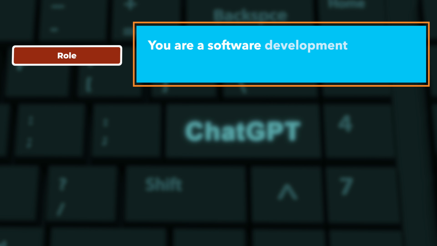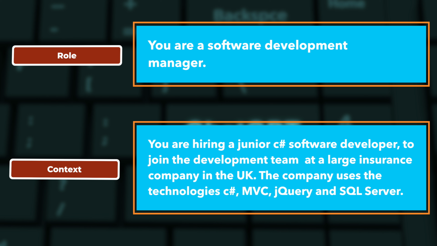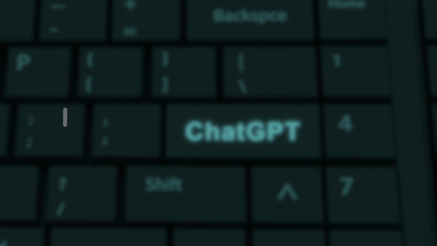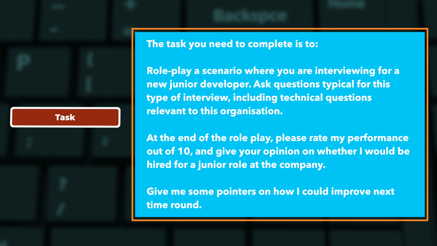You are a software development manager. You are hiring a junior C# software developer to join the development team at a large insurance company in the UK. The company uses the technologies C#, MVC, jQuery, and SQL Server. The task you need to complete is to role-play a scenario where you are interviewing for a new junior developer. Ask questions typical for this type of interview, including technical questions relevant to this organization. At the end of the role-play, please rate my performance out of 10 and give your opinion on whether I would be hired for a junior role at the company. Give me some pointers on how I could improve next time round.